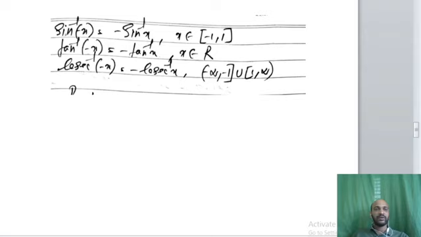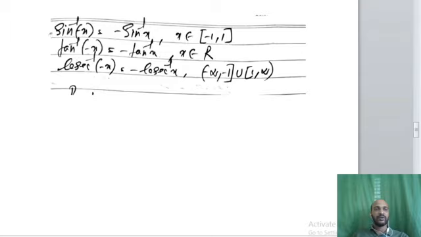What about the principal branch of sin inverse? Closed interval minus pi by 2 to pi by 2. The principal branch of tan inverse is the open interval minus pi by 2 to pi by 2, and the principal branch of cosec inverse x is the closed interval minus pi by 2 to pi by 2 minus 0.